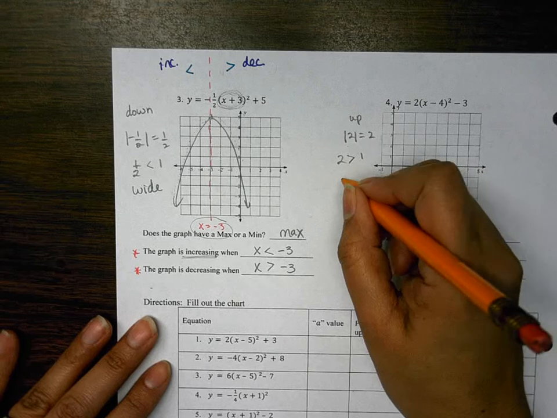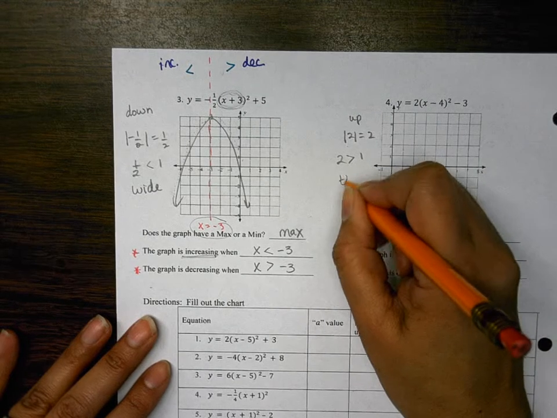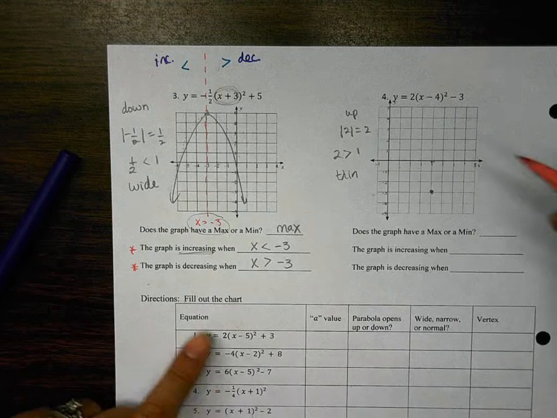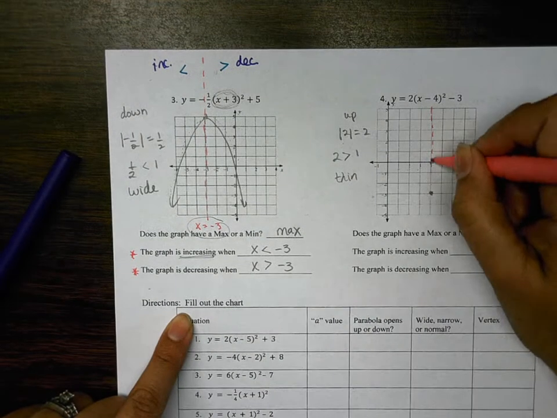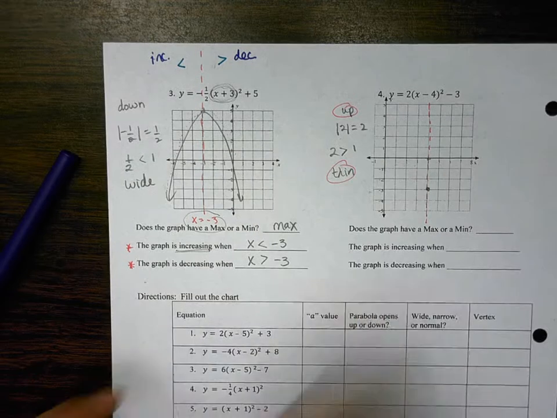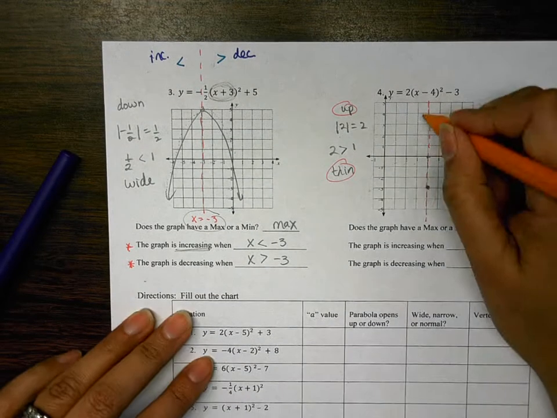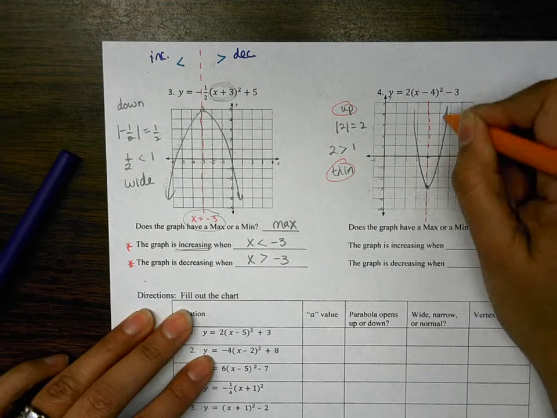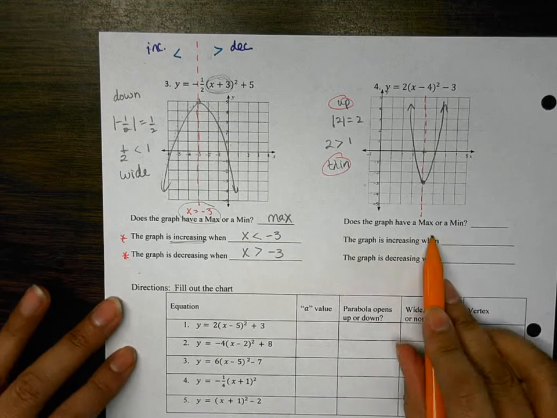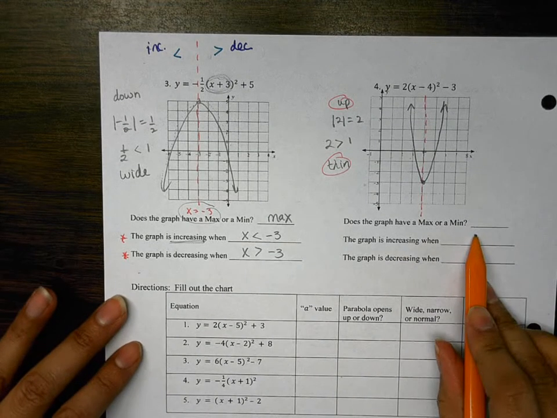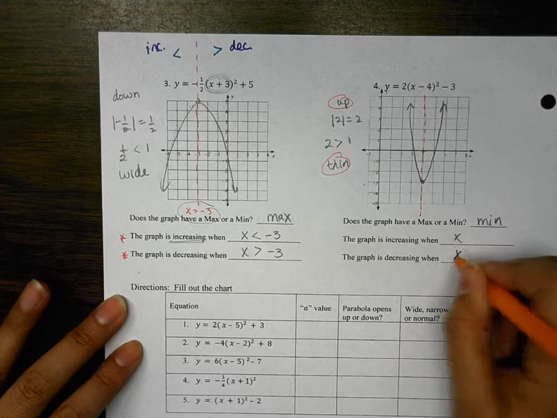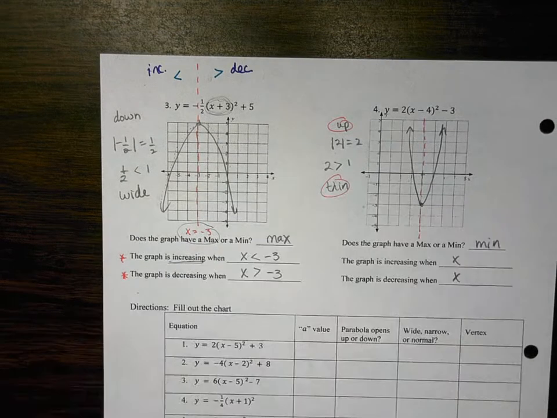Thinner. All right, so I'm going to draw in my axis of symmetry because I know it always goes to the vertex, and I know it's opening up and thin. Again, I don't worry about the intercepts right now, just up and thin. Okay, does the graph have a max or a min? A min. I'm not even going to look at the graph. I'm going to extend this dotted line up.